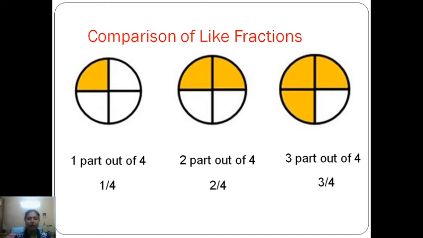But if we want to compare them, if you look at the figures, which figure is having the maximum shaded area? Obviously you will say 3 by 4. Last figure is shaded maximum. So what can we conclude here? We can say 1 by 4 is smaller than 2 by 4 and 2 by 4 is smaller than 3 by 4. So what can we say?